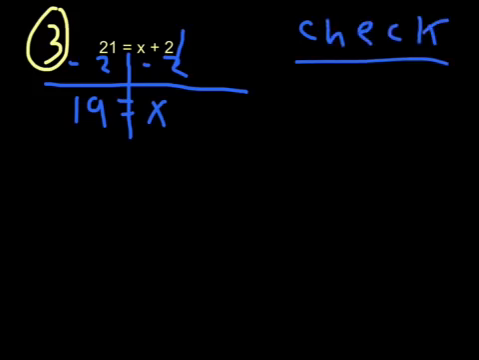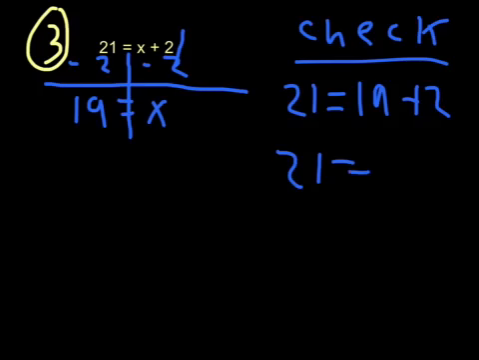Okay, so again, this is where you just plug in what you know now for x. X equals 19. Okay, so I'm going to put 19 there and rewrite everything else as it is. So 21 equals 19 now for x, 19 plus 2. Now I hope that's true. 21 equals 19 plus 2, 19, 20, 21, 21. It checks out. Okay, so hopefully that one went okay with you.